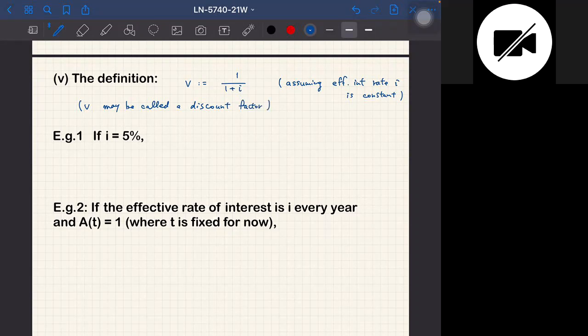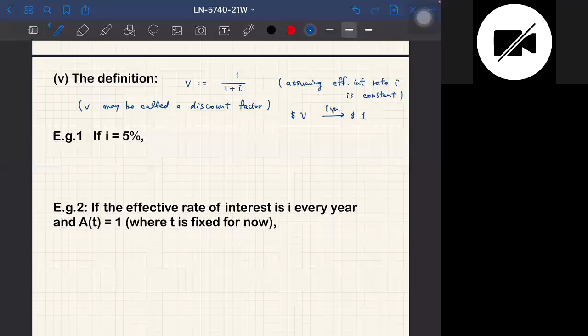So the notion is that this is the inverse of 1 plus I. So that means the V, if we have the V dollar in a year, it becomes $1 after a year. So the 1 is discounted to V for 1 year before.